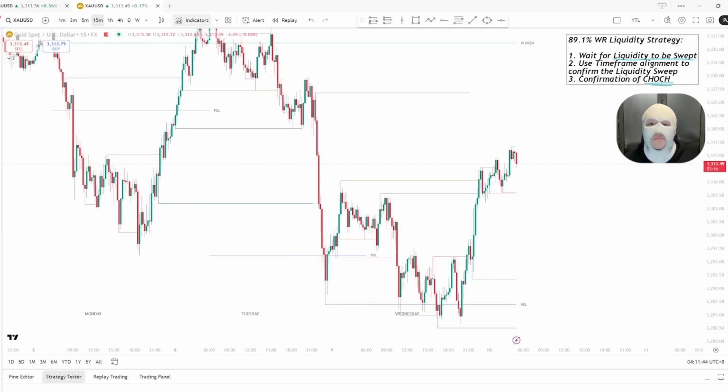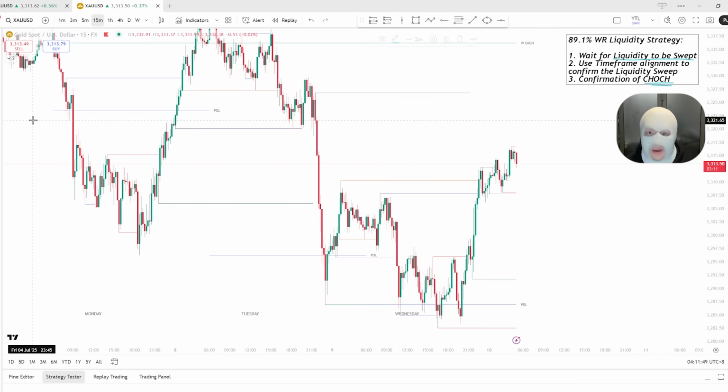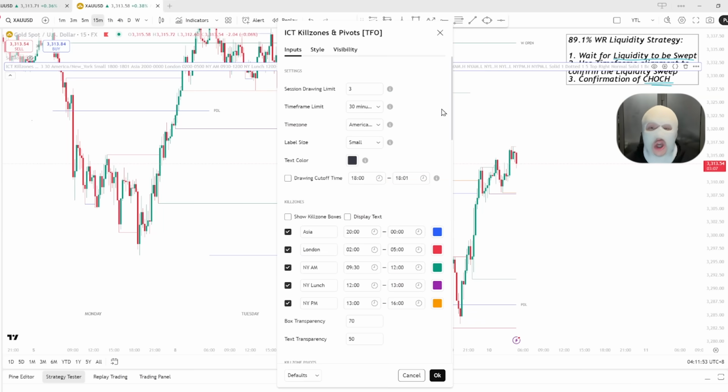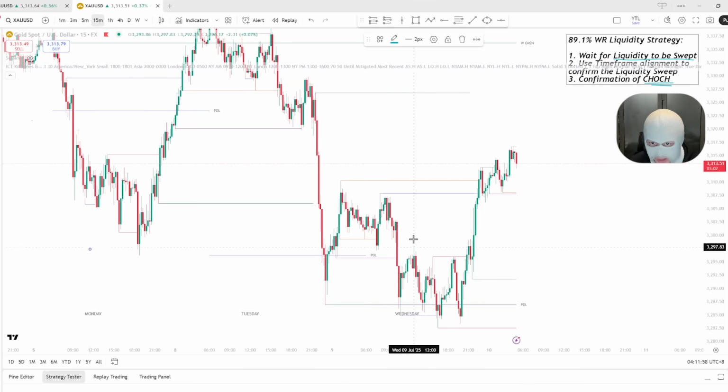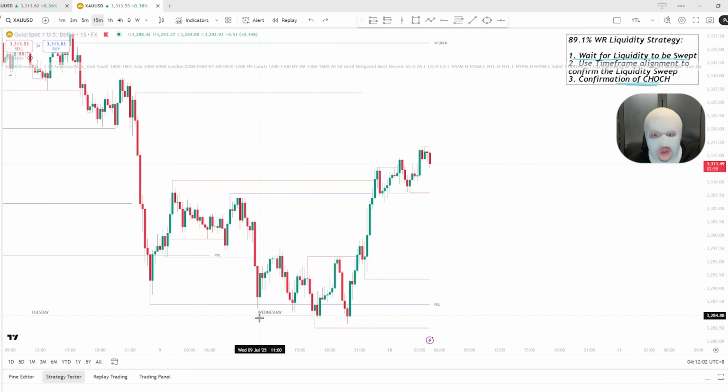Just go to TradingView, click on Indicators, and search "ICT Kill Zones & Pivots [TFO]". Then, change your settings to these. After copying these settings, your chart will look something like this. The blue lines mark out your Asian kill zone highs and lows. The red line marks out your London kill zone highs and lows. And the green line marks out your New York session highs and lows. These indicators make it super easy to identify key session liquidity pools for you to frame your session liquidity trades.